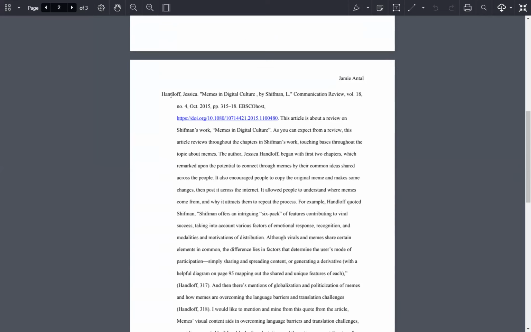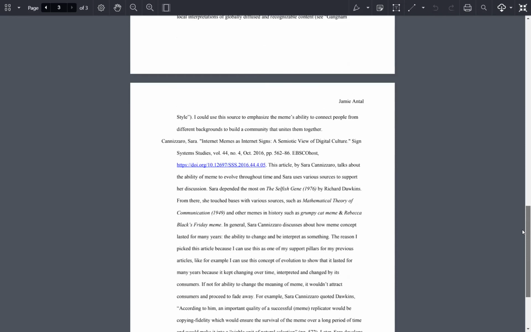Then we have a second article by Jessica Handloff, Memes in Digital Culture. Again, this is a minor issue, but titles of journals go in italics. And then your last article is by Sarah Cannizzaro. And again, titles of journals have to go in italics. Also, your citations are not in alphabetical order. An MLA works cited page needs to be in alphabetical order. So other than that, this is very nicely done.